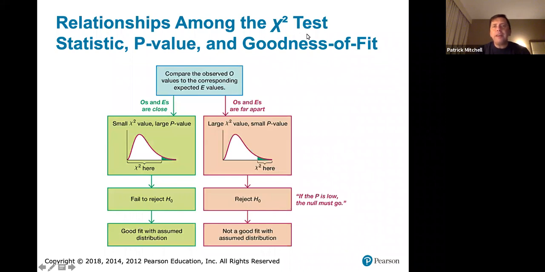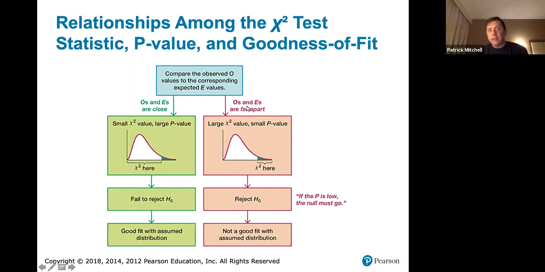All right, relationships among the chi-square test statistic, the p-value, and the goodness of fit. So you compare the observed O values to the corresponding expected E values. If on the one hand, the O's and the E's are reasonably close, then your value of chi-square, the test statistic, would come out to be pretty small. It would come out somewhere in this range. And you would get a large p-value. So in this case, the p-value is going to be the area to the right of this test statistic. And remember, when p is high, the null will fly. So we would fail to reject the null hypothesis. And we would say that this data does appear to be a good fit with the assumed distribution.